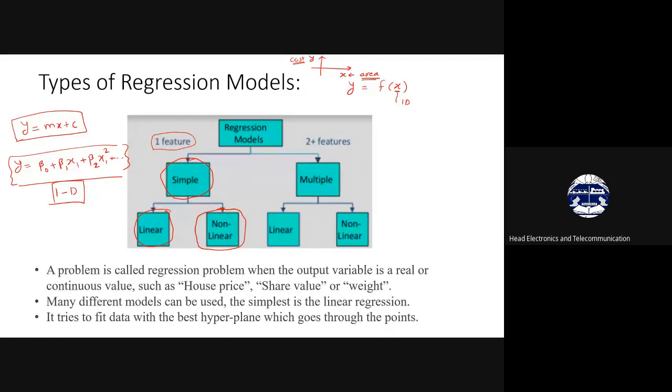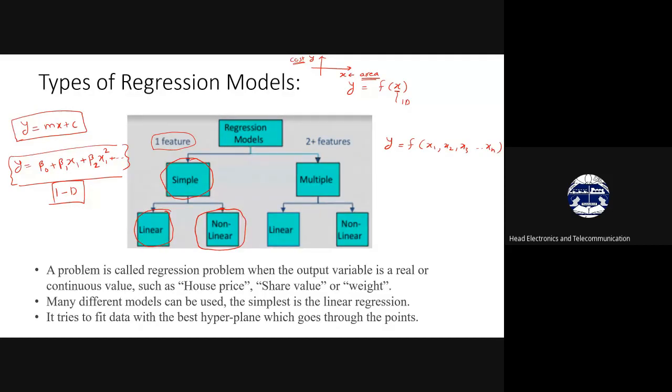When you have two dimensions or more dimensions and you produce some output y, in that case, your y is a function of many variables. So x1, x2, x3, and maybe up to xn.